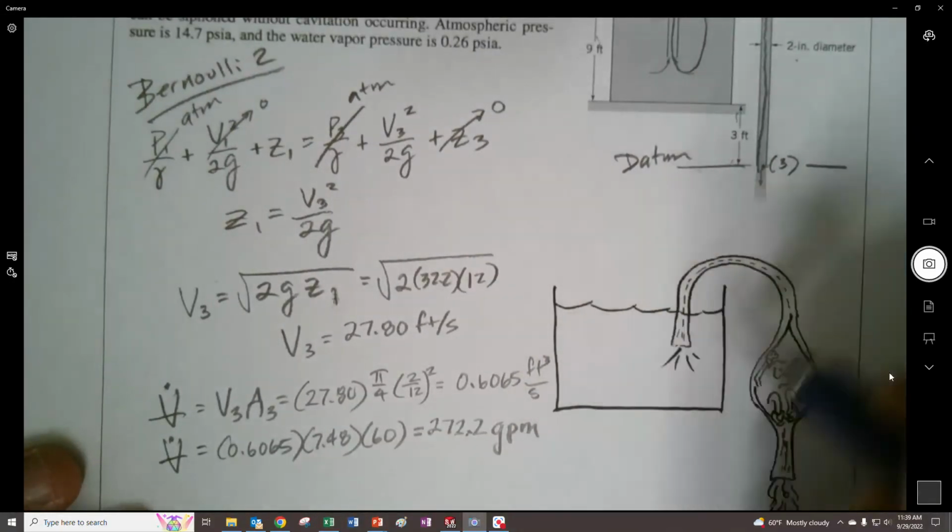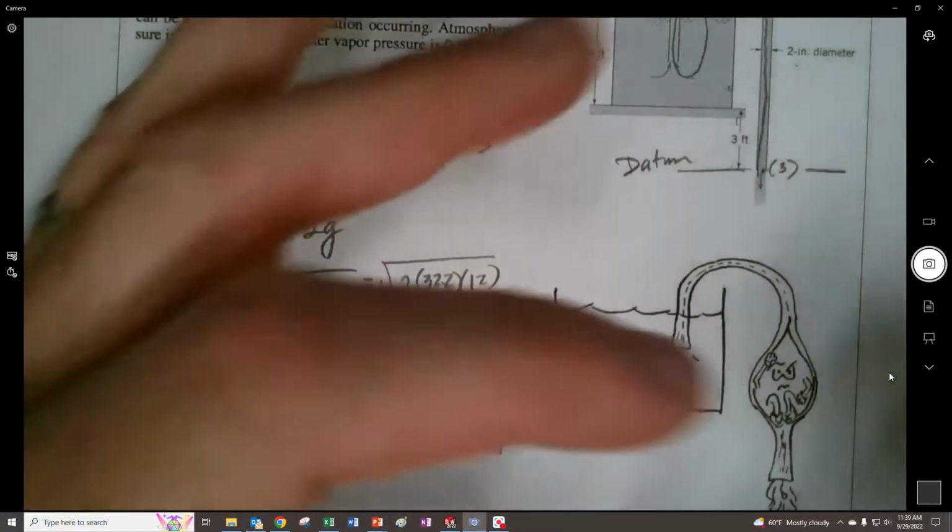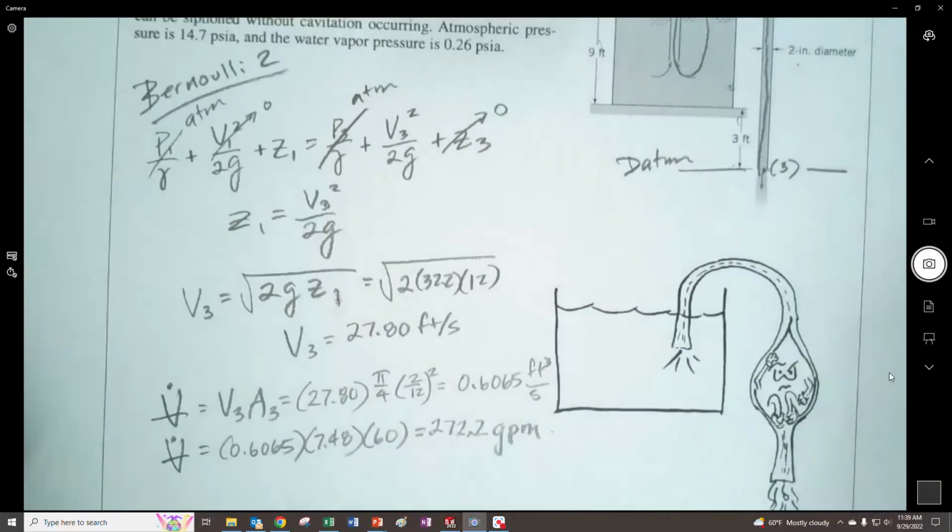Wow, that's pretty impressive. That's just a 2-inch hose. It's a substantial hose. That's a pretty big hose right there.